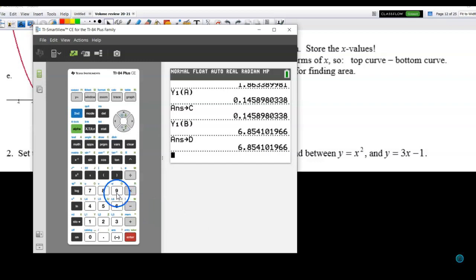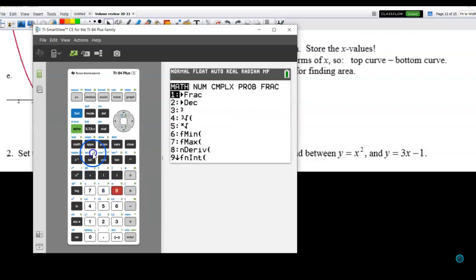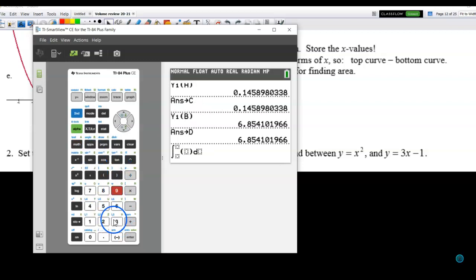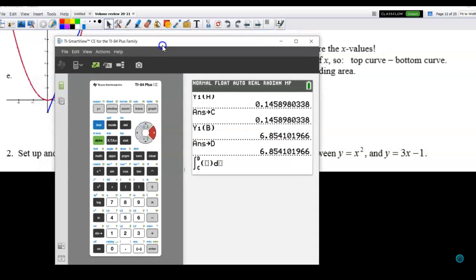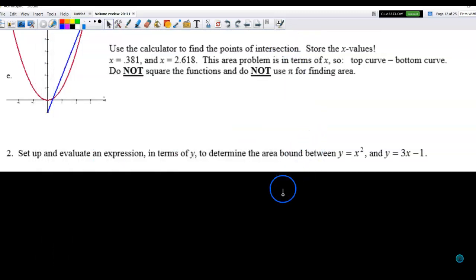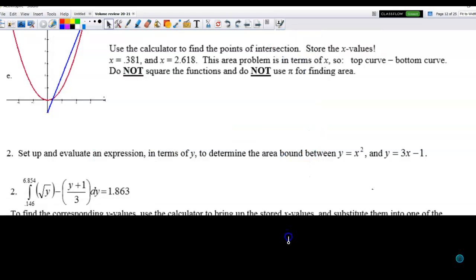We're finding area, so there's no pi, so we're going to integrate, math 9. The low bound is going to be alpha C. The upper bound is going to be alpha D. Now when you type the function in, even though you're going to have to get it in terms of y, you're going to use the variable x, which seems a little bit counterintuitive. So I'm going to minimize this. Take a look at the screen.